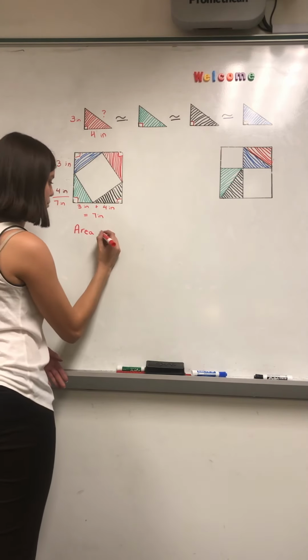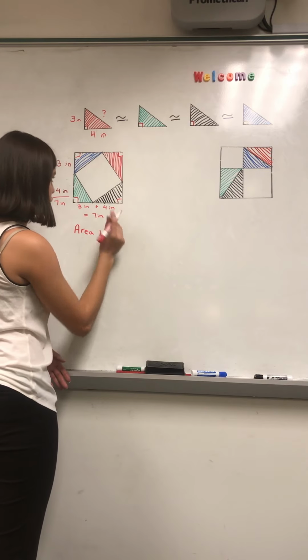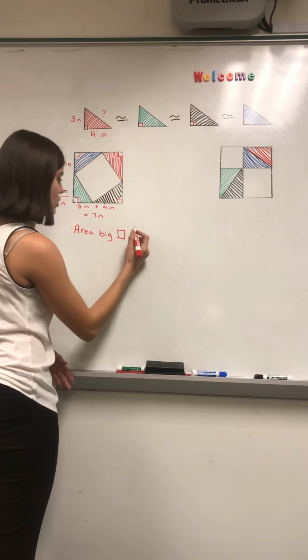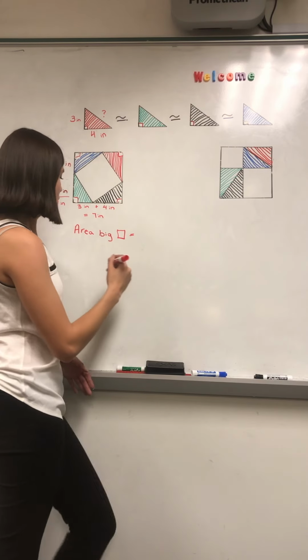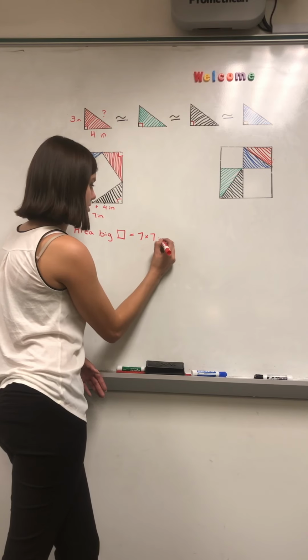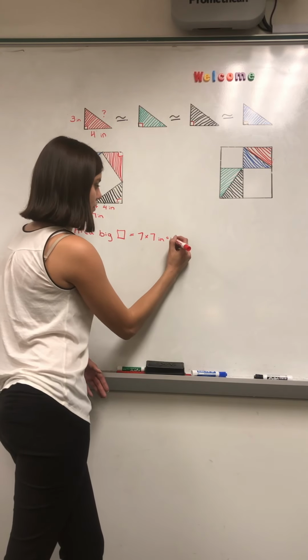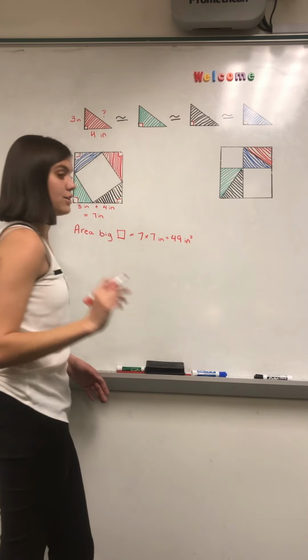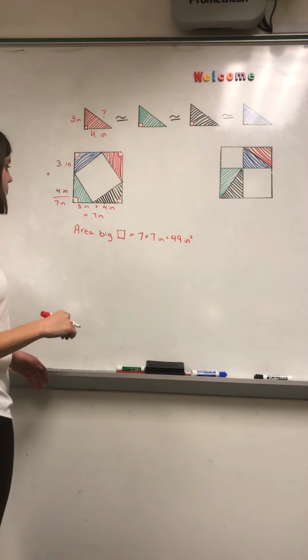So now what we're going to do is we're going to find the area, and we're going to call this big square just so that we know the difference between the area of the large one and the smaller one. So we're going to go ahead and do 7 times 7 inches, which will give us 49 inches squared. And don't forget about your units, they're very important.